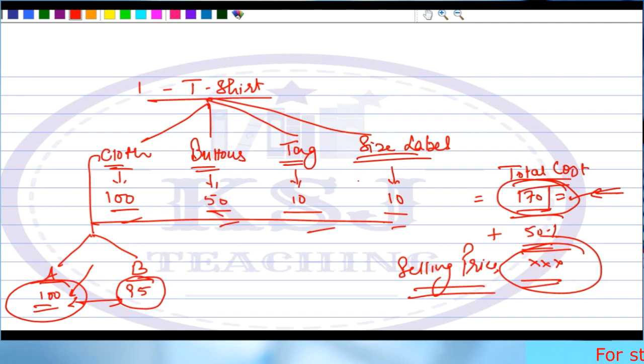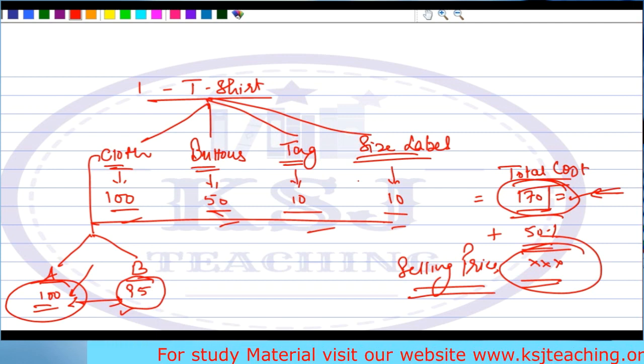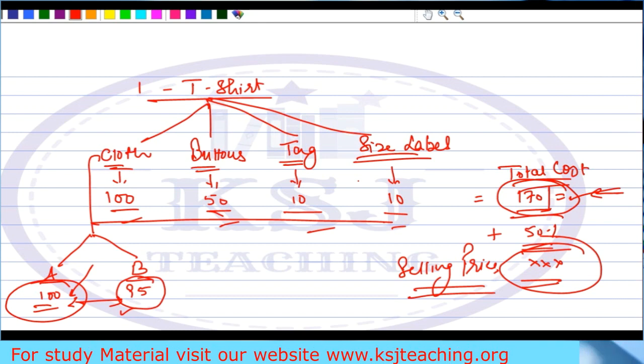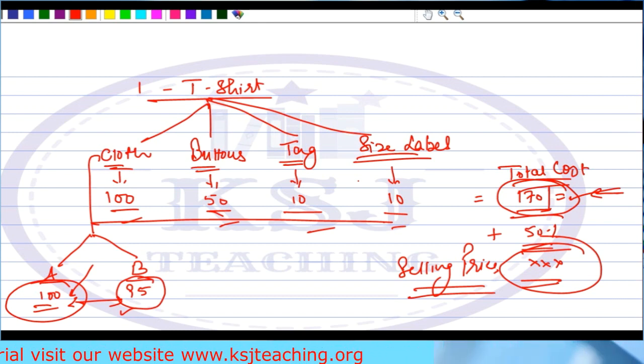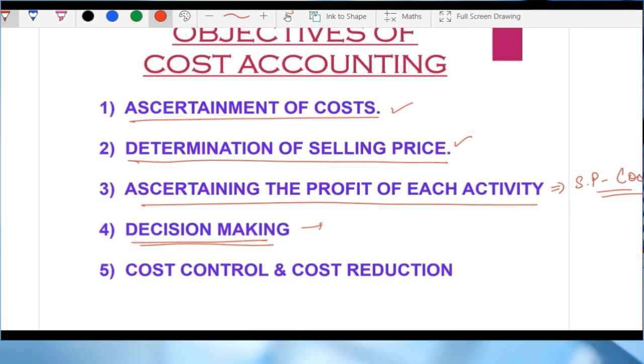Now the company will obviously buy from B if he is providing the same quality, everything the same, at 95 rupees. Obviously, why do the extra expenditure of 5 rupees? Obviously, we'll go for 95, sir. Isn't it? So it helps in decision making.